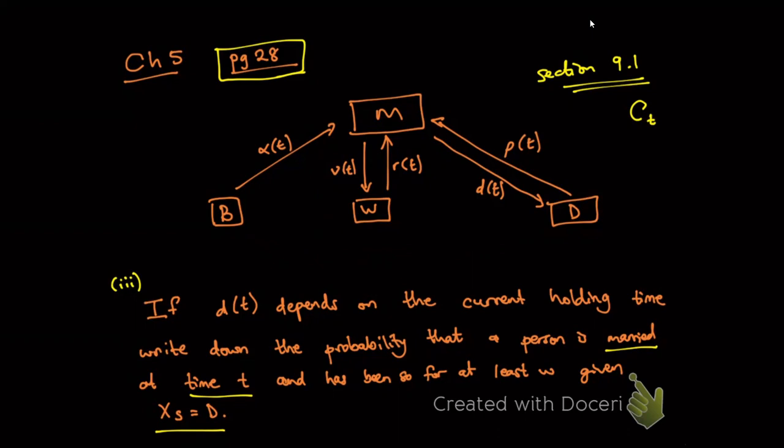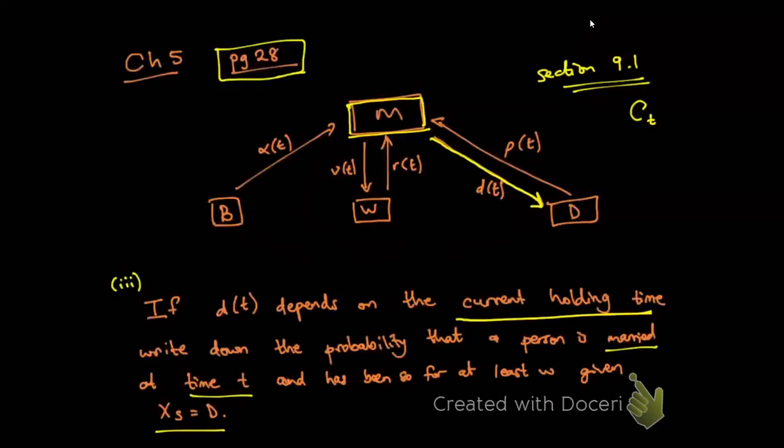Okay, so now the question is, what happens if this transition rate dt is no longer just a function of t, but it now also depends on how long you were in this married state for? And so we're saying that your rate of getting divorced is going to be dependent on how long you were in the married state for. That's the change that we're making here. Okay, so how do we use a timeline to answer this probability?